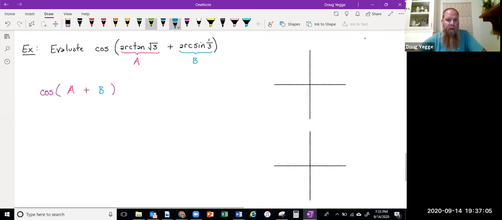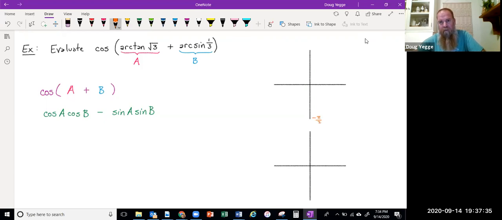So I need a formula that represents cosine of A plus B, which we know from our sum formula is cosine A cosine B minus sine of A sine of B. But if we're going to do this, we're going to need to know what arctangent of root 3 and arcsine of 1/3 are. Notice that both of these are going to have ranges of negative pi over 2 to pi over 2. So I know my angle has to be somewhere in this range.